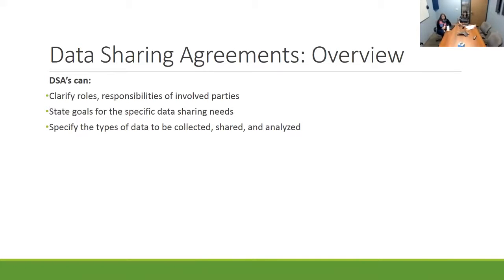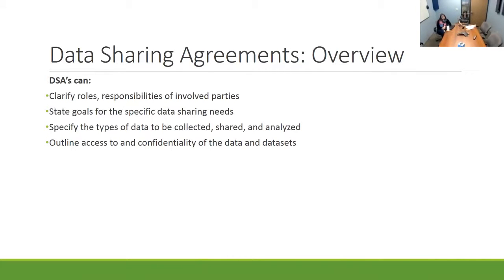It specifies the types of data to be collected, shared, and or analyzed. A best practice in research is that we always want to use the smallest data set possible. We don't want to be providing access to all variables and all people and protected health information if it's not necessary. It's just a good security measure to provide the most limited data set needed to do the functions that you need to look at your program outcomes and do some program planning.